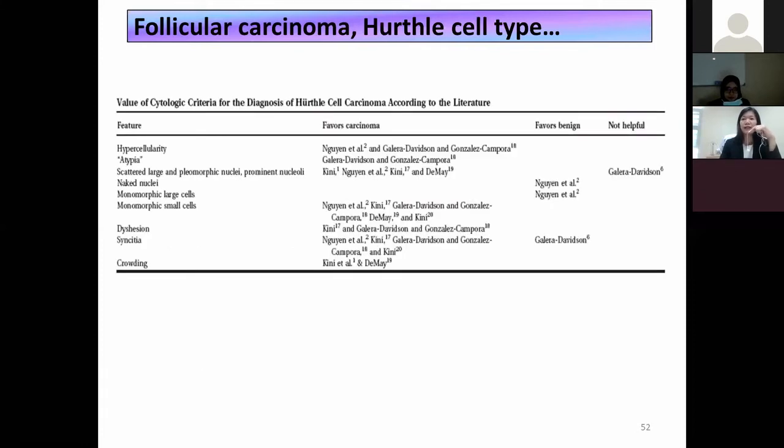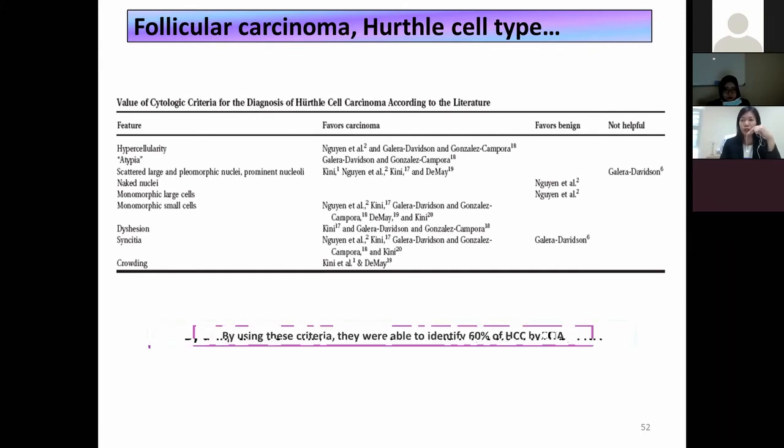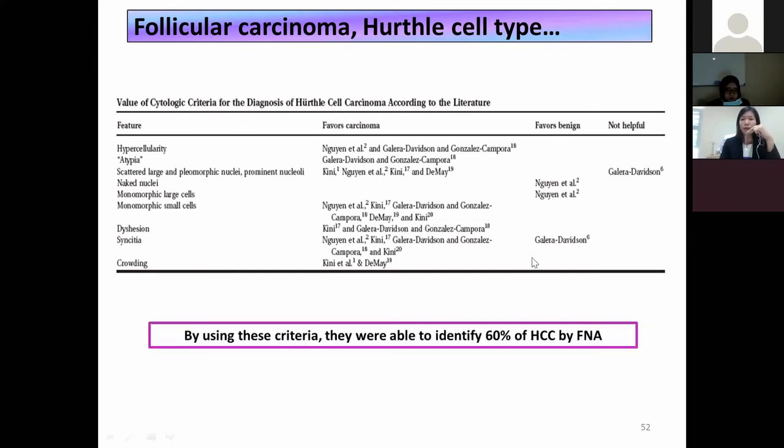Okay, so these are the cytological features that they suggested. The smear is usually very hypercellular, with very significant nuclear crowding and overlapping, and there is this small cell and large cell dyscrasia. But anyhow, no matter how much research has been done using these criteria, they were only able to identify 60% of cases.